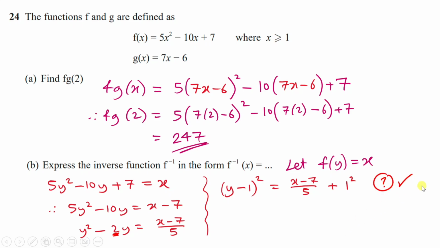And now you're almost done, guys. We just square root both sides and then add 1, and voila, you are done. Don't forget to put plus or minus when you square root. Not much to this question.